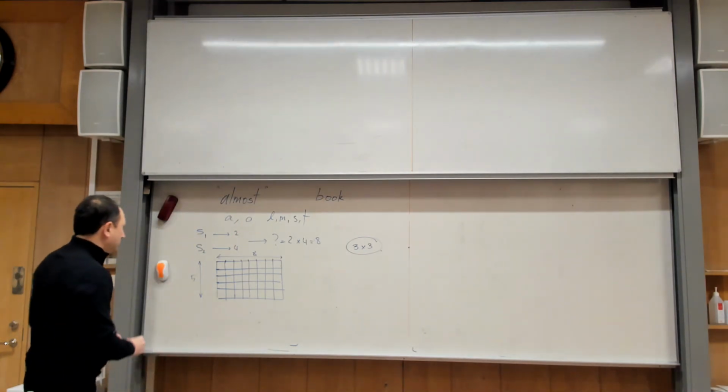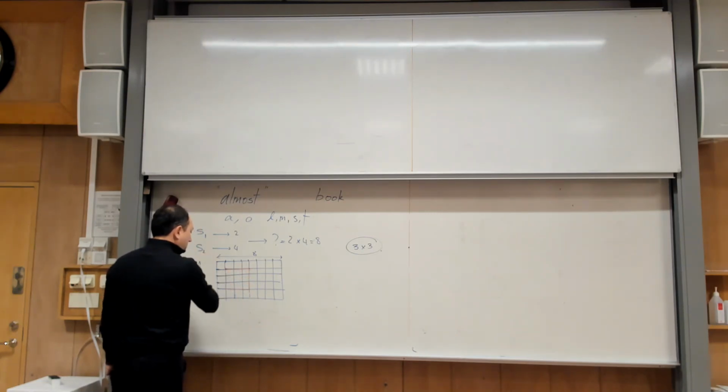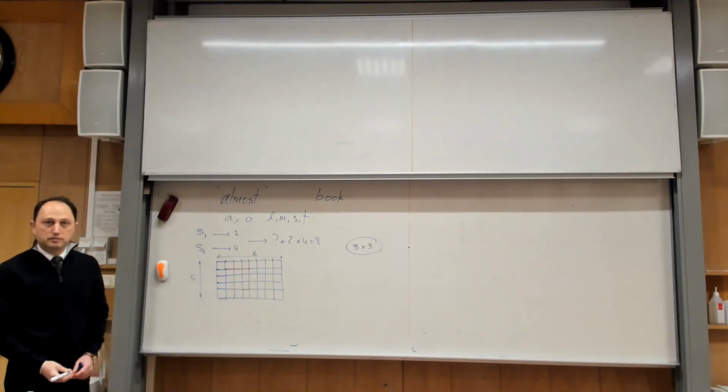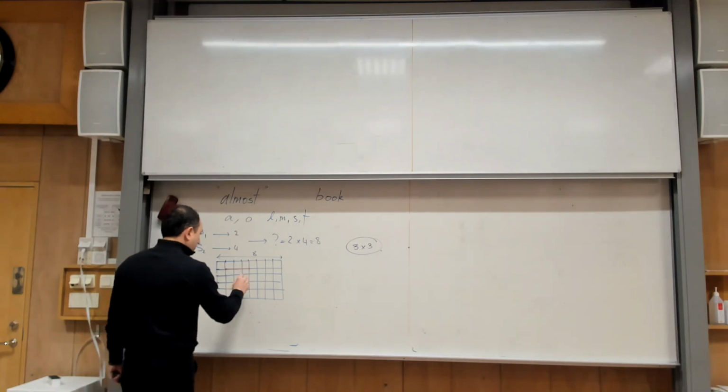How many 3 by 3 squares can you count here? For example, one of them is this one. My picture is very poor, but hopefully you understand what I mean. This is one of those 3 by 3 squares. I can have another one, for example, this one.